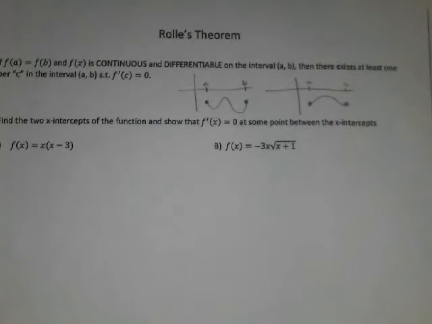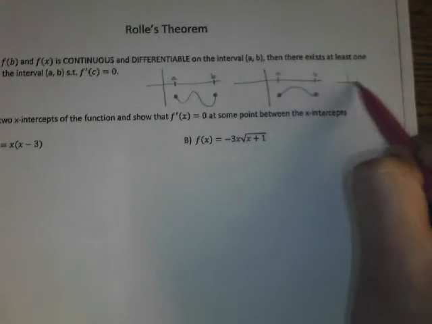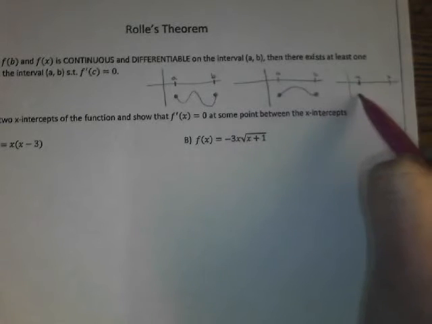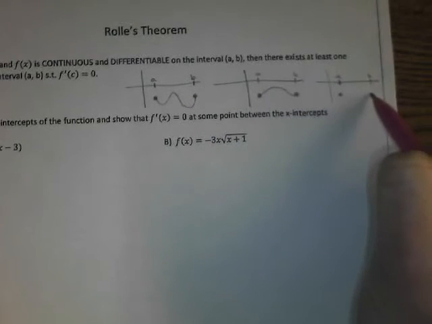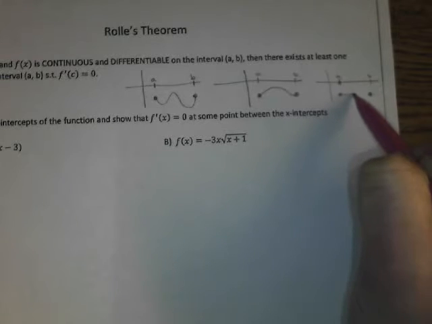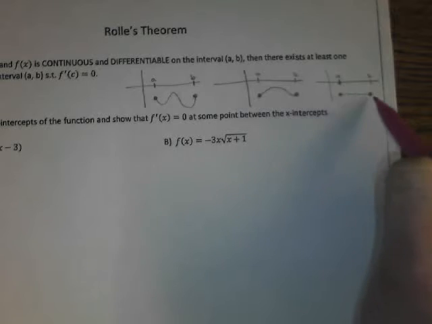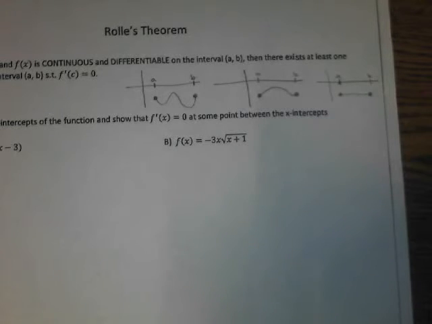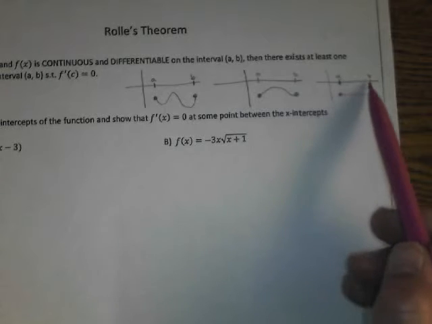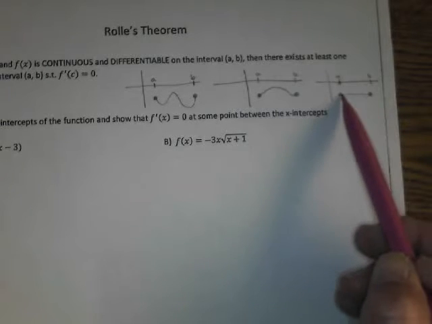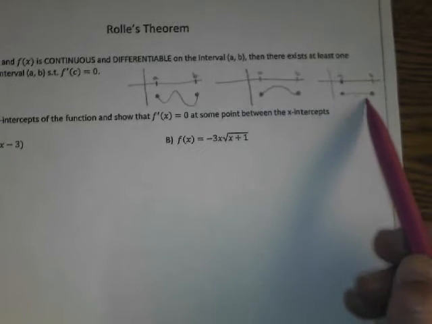Yes? And even if I did something like this, A and B, and my f of A and f of B were connected with a straight line, there is still at least one c value. In fact, there's an infinite number of c values in between where the slope is 0, right? So here we have an infinite number of c locations where the slope is 0, just because it's a flat horizontal line, the slope is always 0.